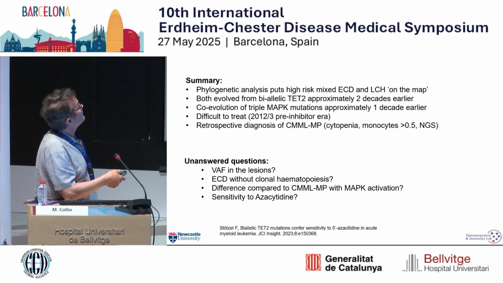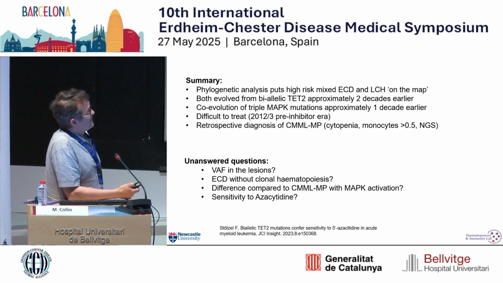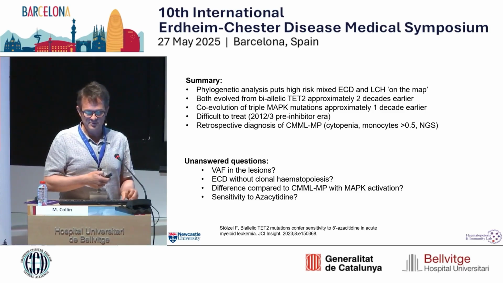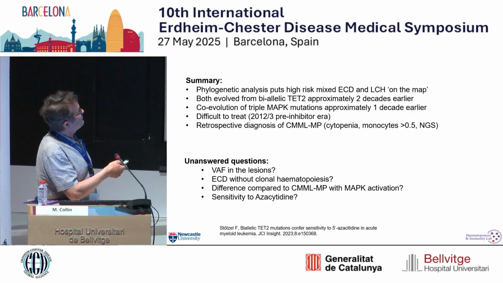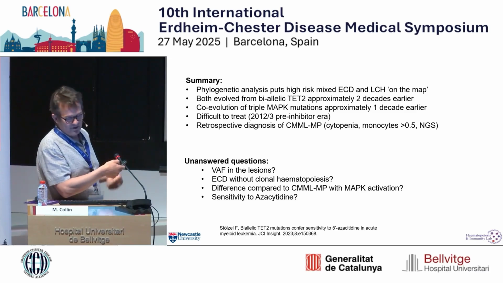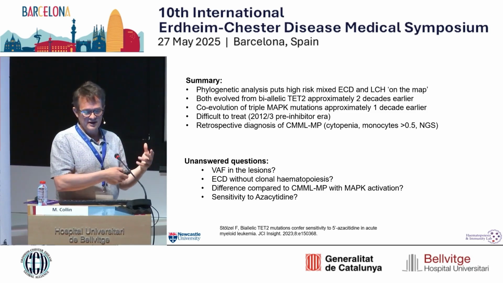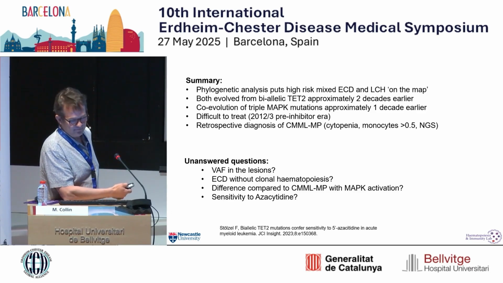And so this is, in summary, this phylogenetic analysis. I think it's important to us to put this on the map of hematopoietic neoplasms. You can see this very long prodrome of evolution involving, in this case, double TET2 mutation in 2 patients 2 decades before they then acquired this very unusual triple MAP kinase mutation within a short space of time.